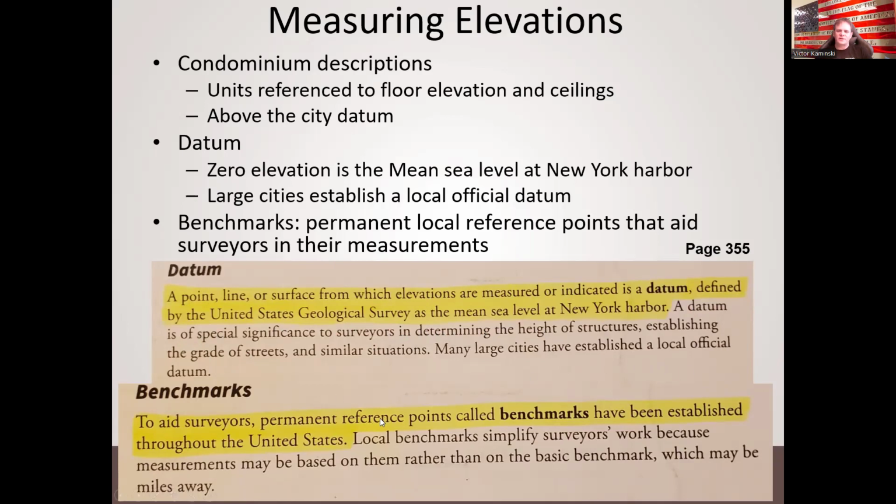Then to aid surveyors, permanent reference points called benchmarks have been established throughout the United States. So that surveyor doesn't have to do their measurement all the way back to New York City to get the elevation and then work its way all the way back to whatever town in New Jersey it is that they're trying to measure. They base it off of a local benchmark rather than the actual measurement, which could be miles and miles away. Make sense? Yes.